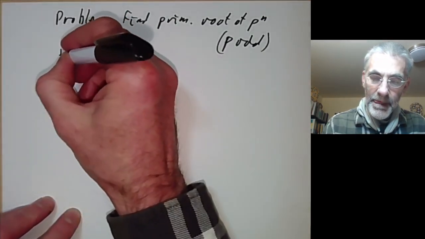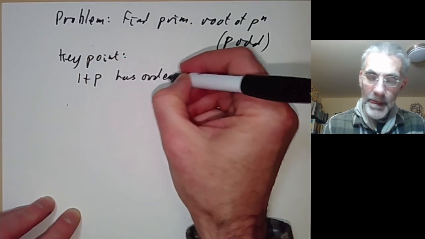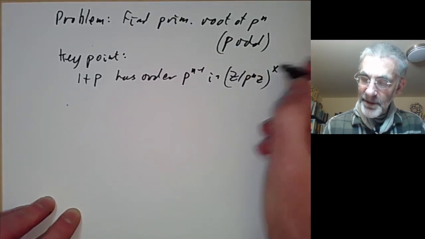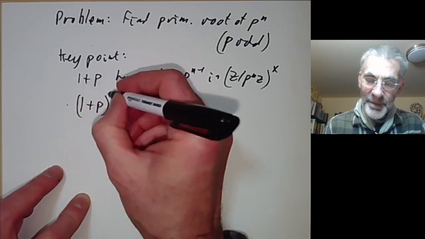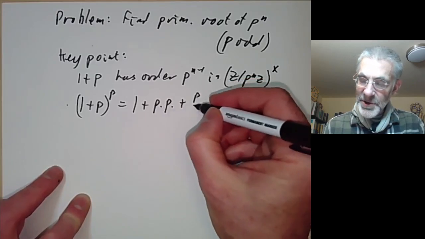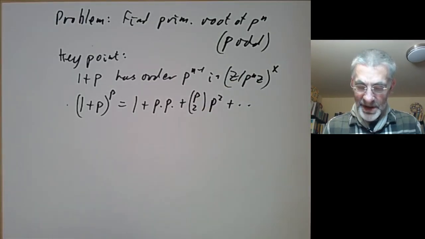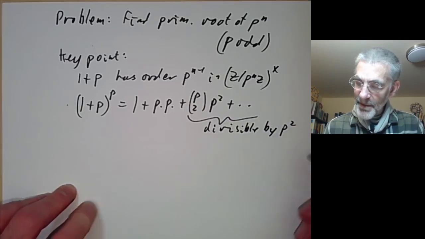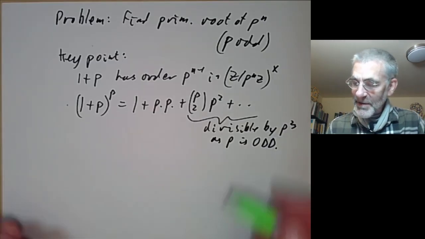And the key point is that the number 1 plus p has order p^(n-1) in (Z/p^nZ)*. And we can see this by induction. So if I look at (1 plus p) to the power of p, this is equal to 1 plus, now we're going to expand it by the binomial theorem, p times p plus p choose 2 times p squared plus various higher powers. And now we notice that everything here is divisible by p squared, sorry, by p cubed, as p is odd. So this is the point where we use the fact that p is odd.